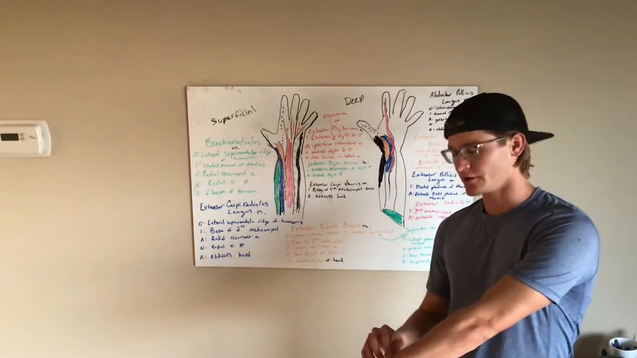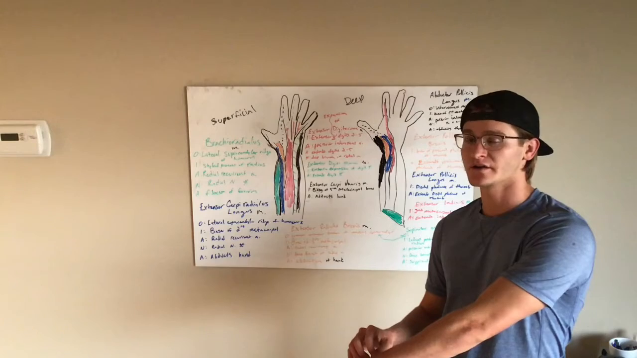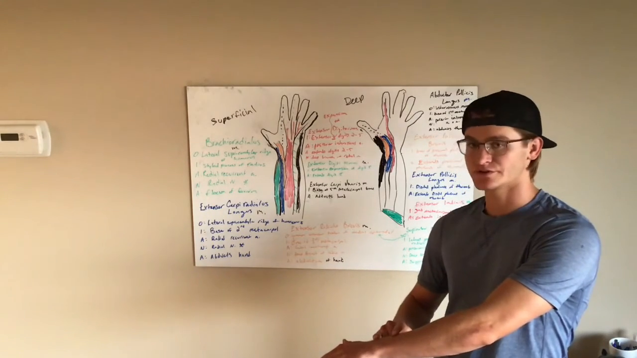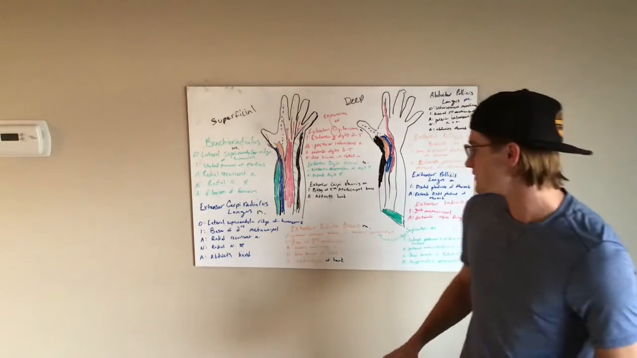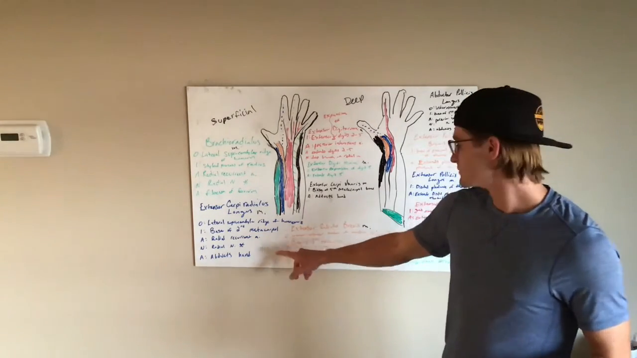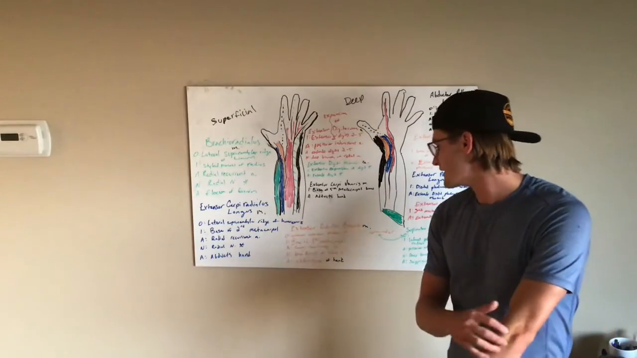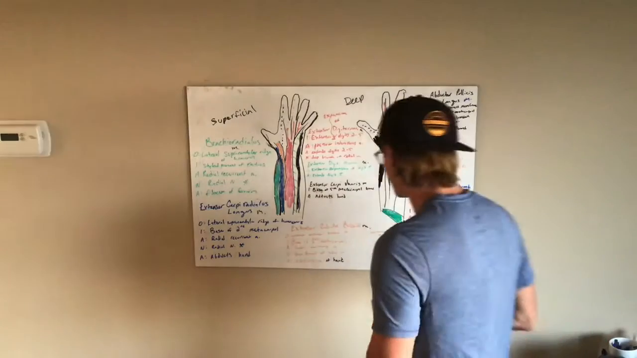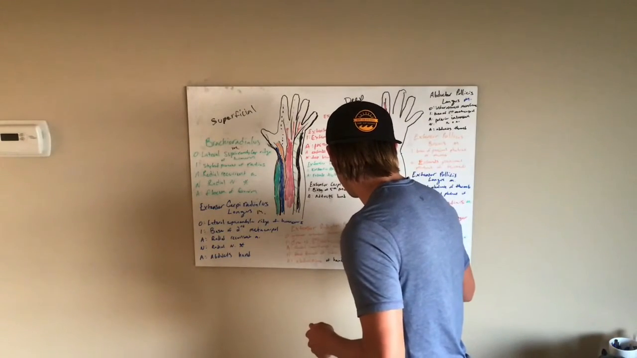So you'll see the extensor carpi radialis longus, the long tendon, and right next to it, more medial, you'll see the brevis, the shorter tendon. This is going to be our origin point for most of these muscles, the common extensor tendon of the lateral epicondyle. So let me grab it. This is supposed to be the lateral epicondyle.